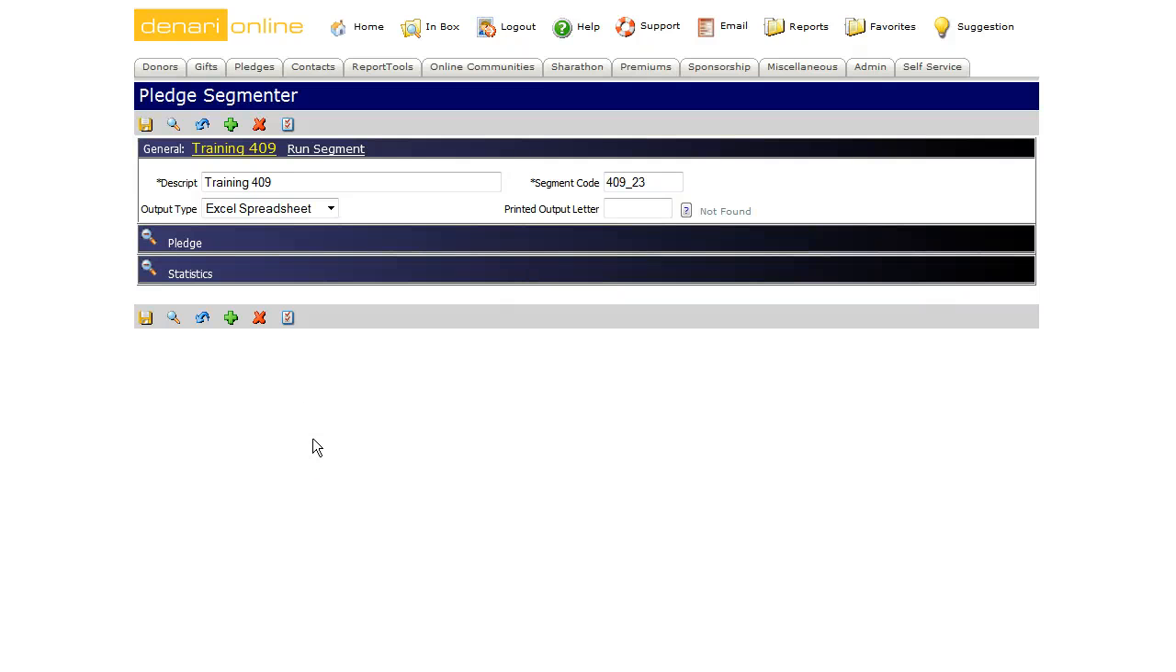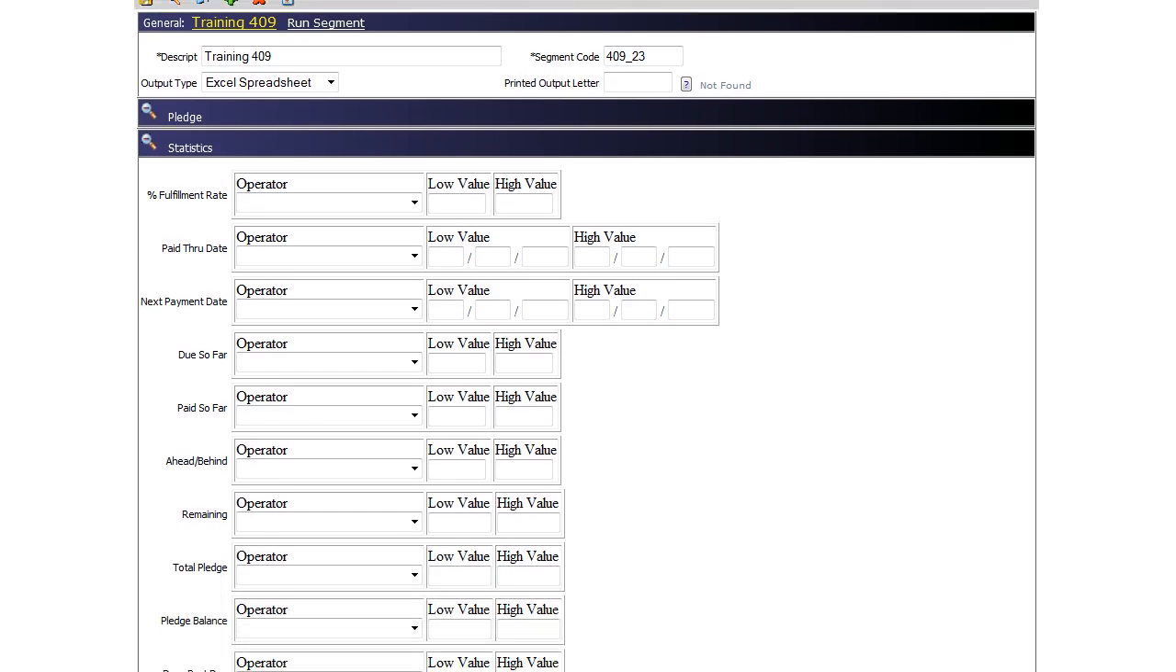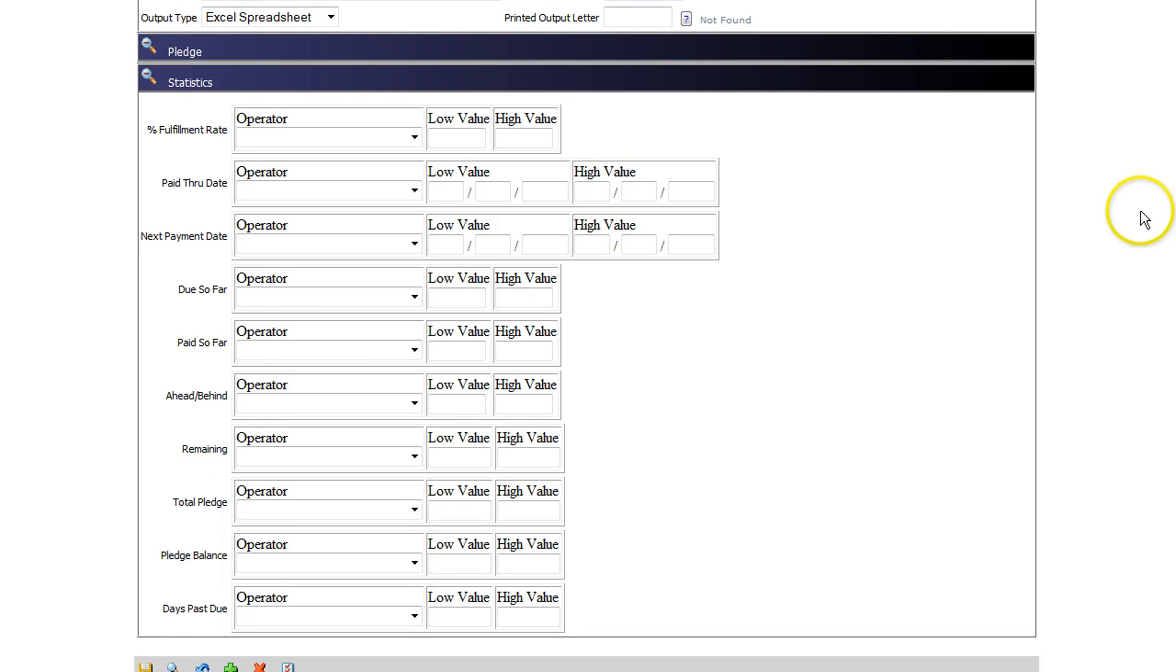This is Denari Pledge Segmenter Part 2. We're continuing our discussion of the filters available to us in Pledge Segmenter. We're going to continue by clicking the Statistics section here and expanding that. All of these are based on the statistics related to pledges that Denari calculates.